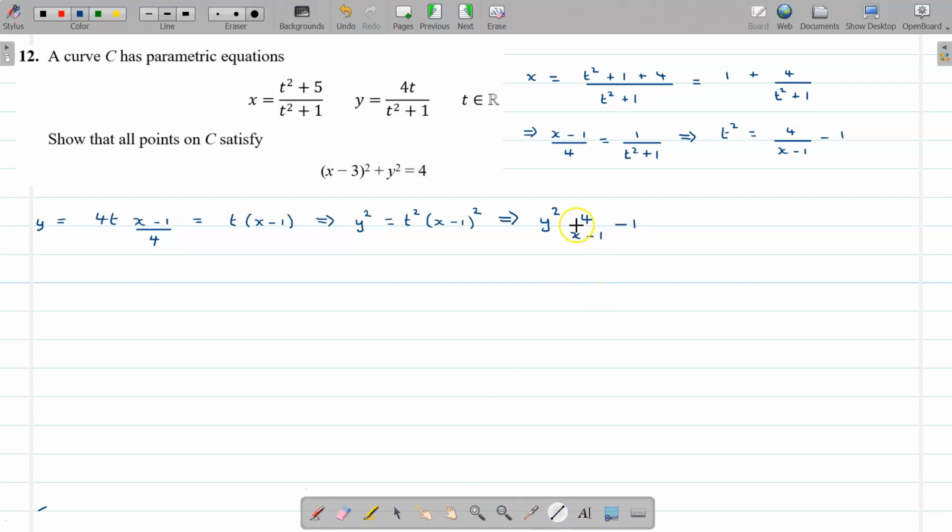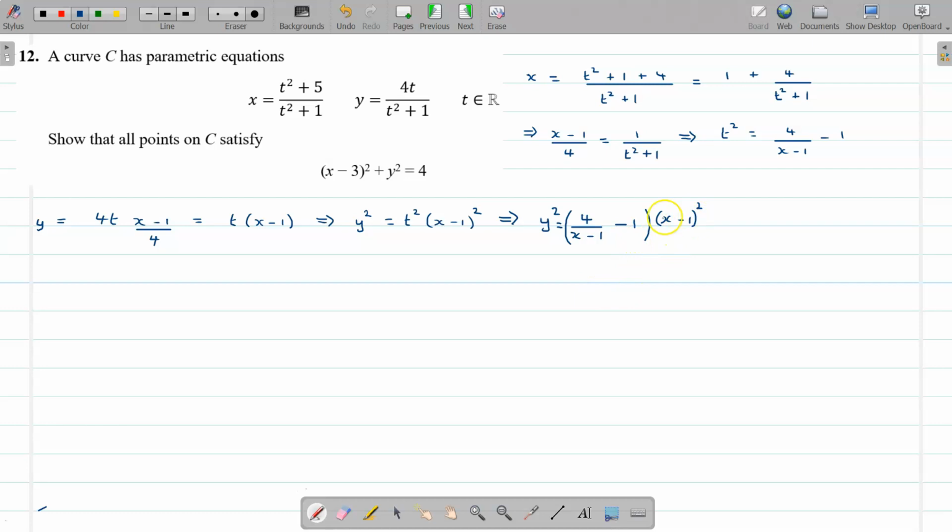So I don't need to square it because that is t squared, but I do need to put that in its own bracket like that. Well, I don't actually need a bracket. What I need to do is put y squared is equal to that, and then that needs to be times by x minus 1 squared. All right, it's a bit crowded now, but that's clear enough.